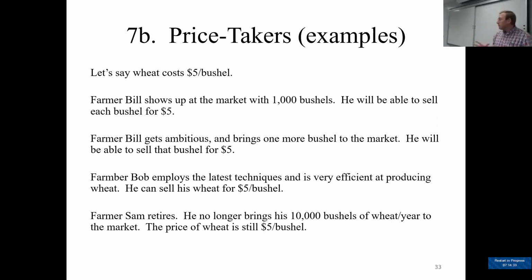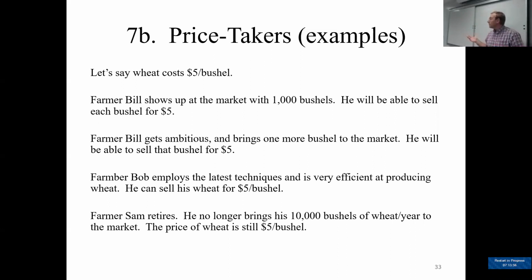No, $5 a bushel. Farmer Bill shows up at the market with his tractor. He's got 1,000 bushels of wheat. He's going to be able to sell that wheat at $5 a bushel. The first one and the 1,000th are going to yield him a price of $5. Next year, he gets ambitious and he brings one more bushel of wheat to the market. He sells that bushel of wheat for $5. Farmer Bob employs the latest techniques. He's really good at producing wheat. He can sell his wheat for $5 a bushel.